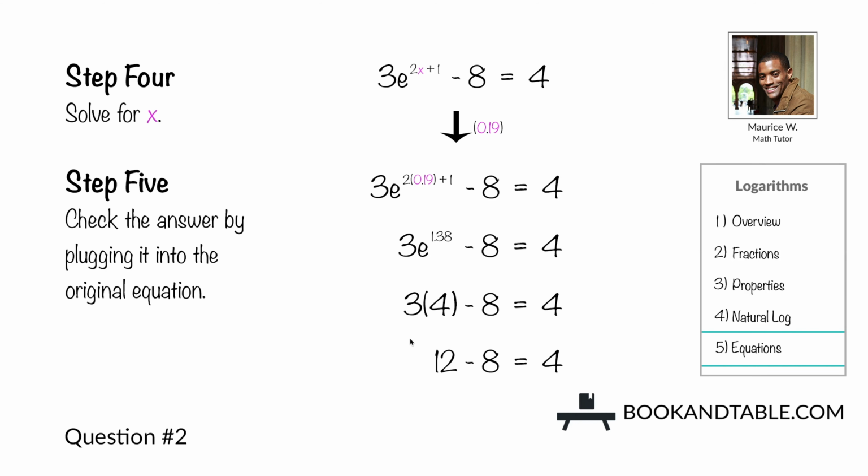And we can check the answer by plugging it into the original equation. 3 times e to a power of 2x plus 1 minus 8 is equal to 4. So we'll plug in 0.19 in for x. So in this exponent, we have 2 times 0.19, which would be 0.38, plus 1 would give us 1.38. And e raised to a power of 1.38 is approximately 4. 3 times 4 is 12, giving us 12 minus 8, which is 4. And 4 is equal to 4 confirms that x does equal 0.19.